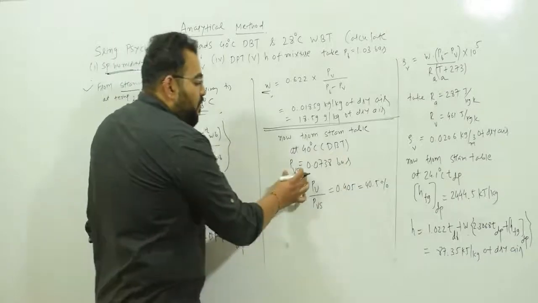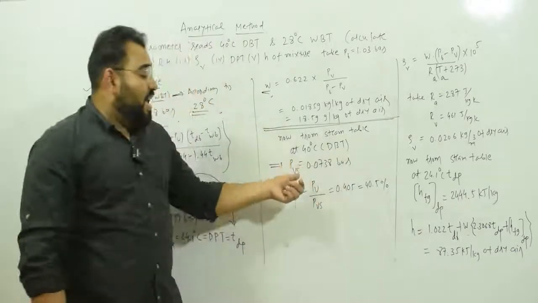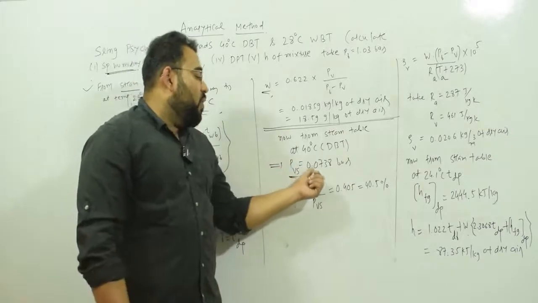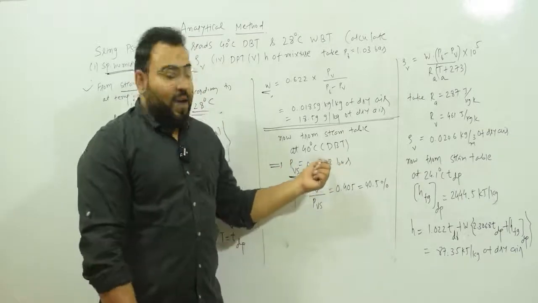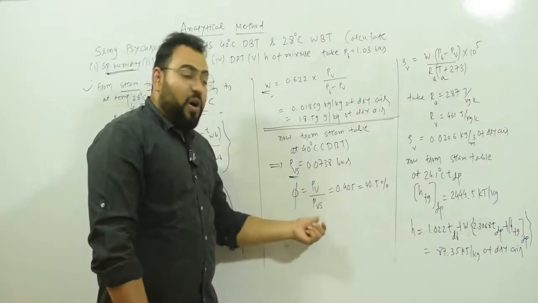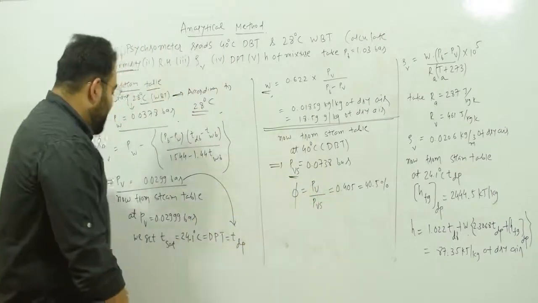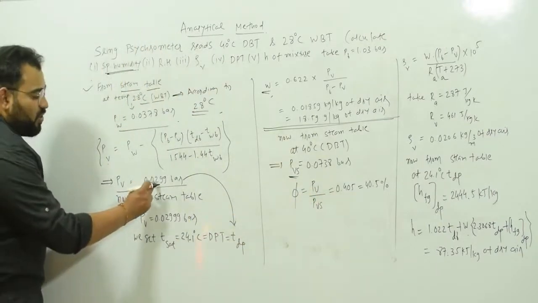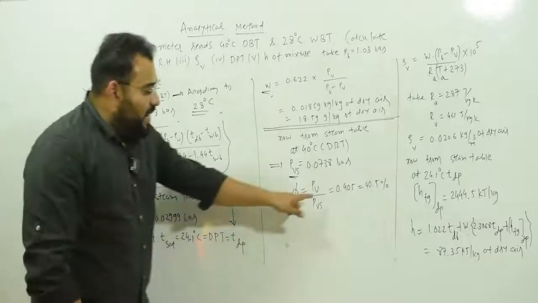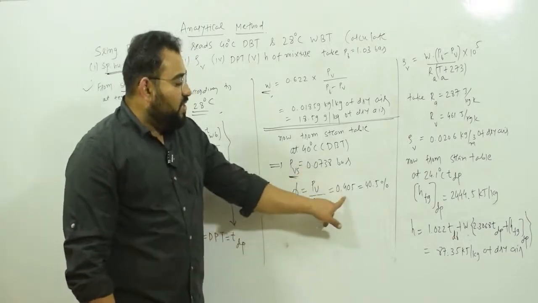So using the dry bulb temperature, we can find the saturated vapor pressure. PVS means saturated vapor pressure, which is 0.0738 bar. We know that the equation of relative humidity is PV upon PVS, vapor pressure upon saturated vapor pressure. We already have the vapor pressure. So 0.0299 divided by the saturated vapor pressure 0.0738, and the answer will be 0.405.